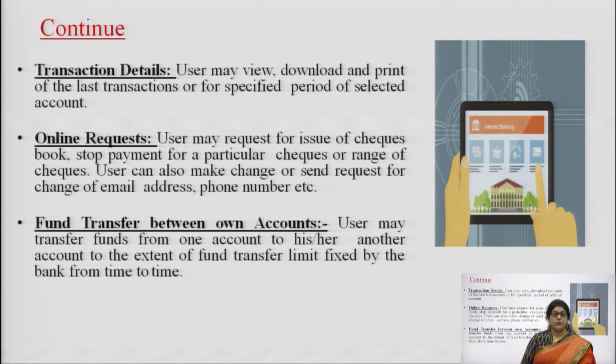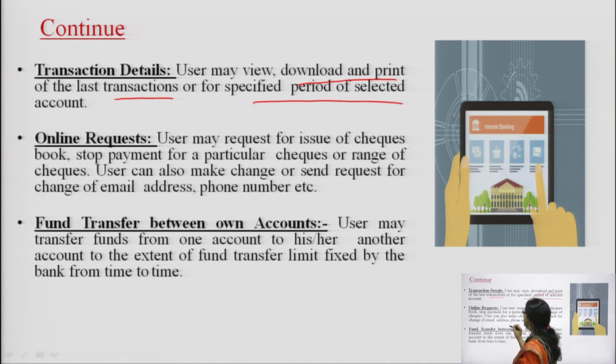Transaction details. What are the transaction details? You get all the details, whatever debits are there, whatever credits are there, means how many withdrawals and how many deposits are there. You can check all these things in the summary part. You can view and download the print of this transaction detail. You can also take the PDF for this. You can also take a printout of this statement for a specified period for the selected account.